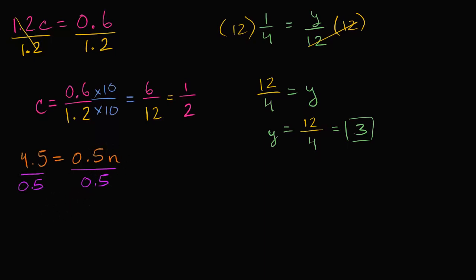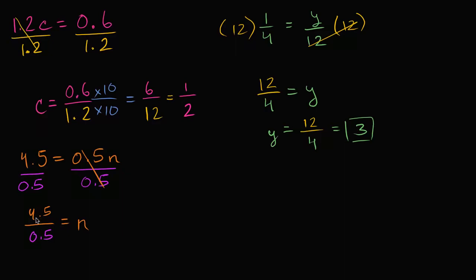So on the left-hand side, I have 4.5 over 0.5. I don't want to skip too many steps. 4.5 over 0.5 is equal to n over 0.5 over 0.5, so because you have 0.5 divided by 0.5, you're just left with an n over here. So what is n equal to? Well, 4.5 divided by 0.5.